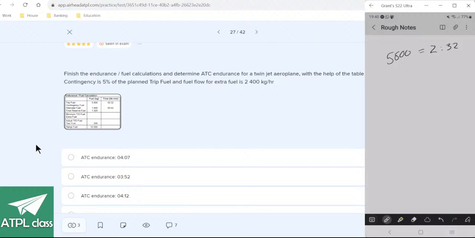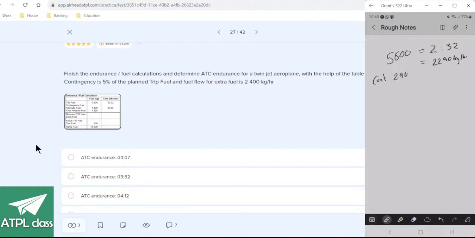5% of the trip fuel we can work out. So that's a nice easy one to start with. 5% is 290 for our contingency. We can work out a fuel burn of 5,800 kilograms divided by 2 hours and 32 minutes. So we're going to be burning 2,290 kilograms per hour. That's fine.